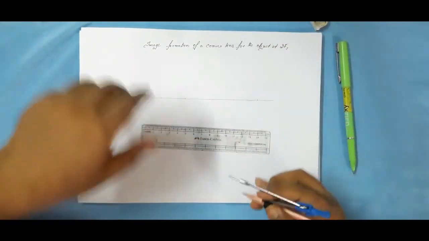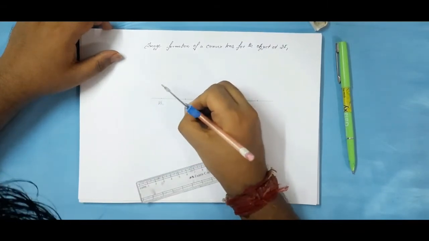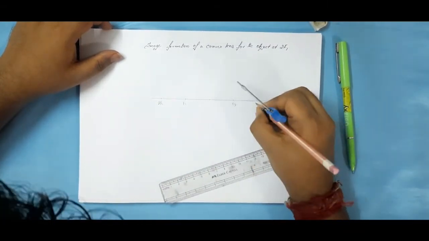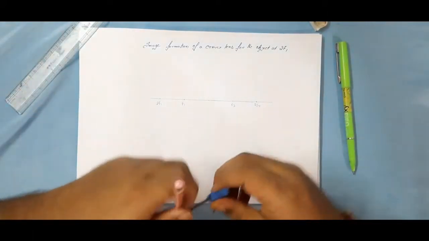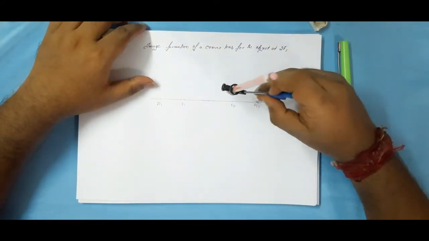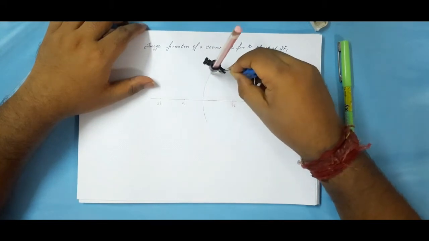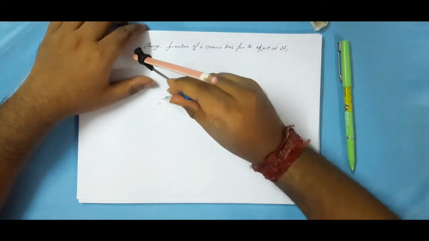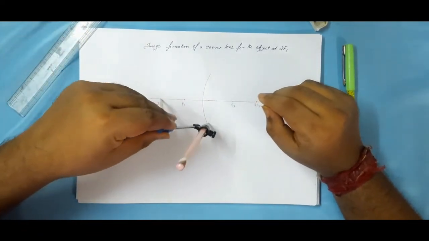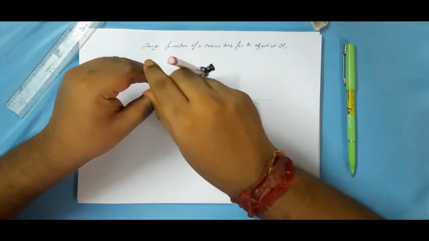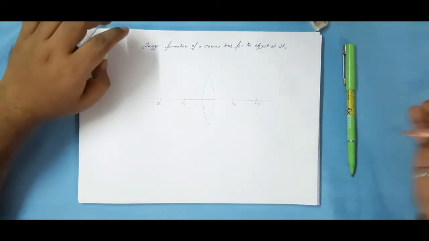Now 2f1, f1, f2, 2f2. We will place the compass in 2f1 and 2f2 as the center of curvature to draw the lens. We are taking any arc. So this is the optical center O.